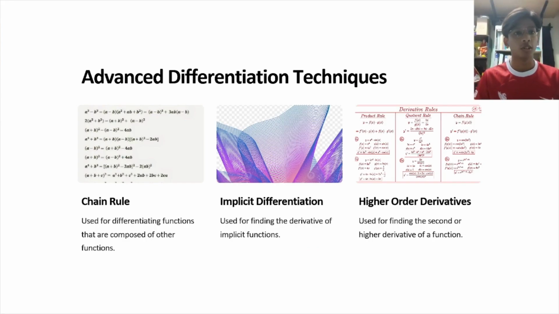So these are advanced differentiation techniques. There are three. One is chain rule, one is implicit differentiation, one is higher order derivative. Chain rule is used for differentiating functions that are composed of other functions. Implicit differentiation is used for finding the derivative of an implicit function. And finally, higher order derivative is used for finding the second or higher derivative of a function.